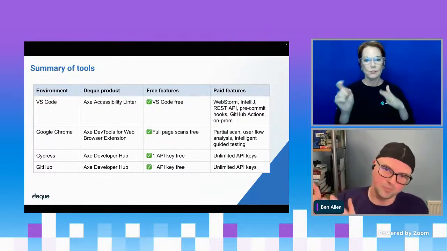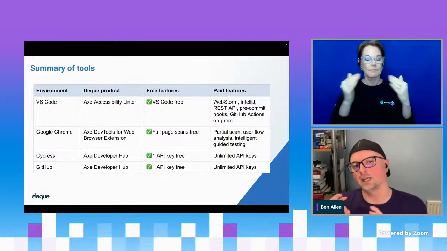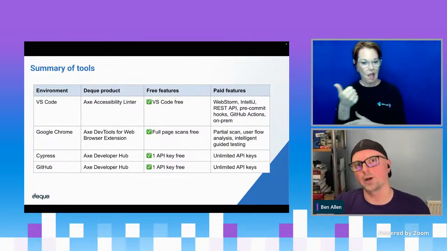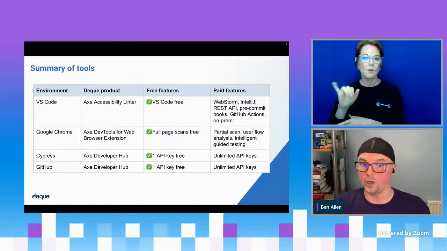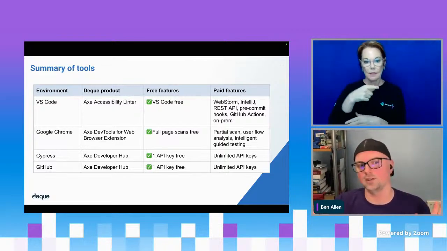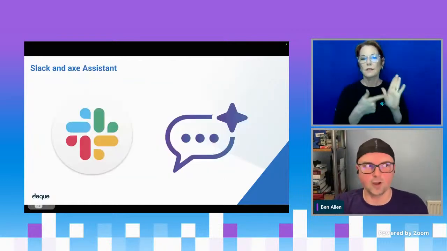And again, you can pay for a subscription and get loads more. Axe Developer Hub is available for Cypress and many other testing frameworks, for example, Playwright, Puppeteer, and WebDriver IO. And you get access to one API key, which gives you access to all of the features that I demonstrated today.